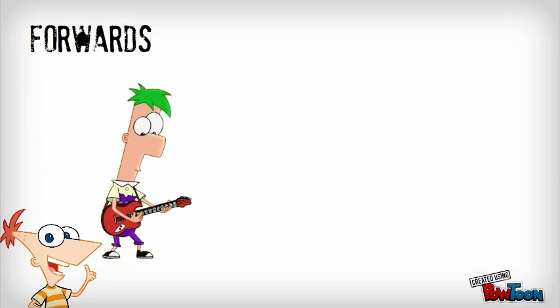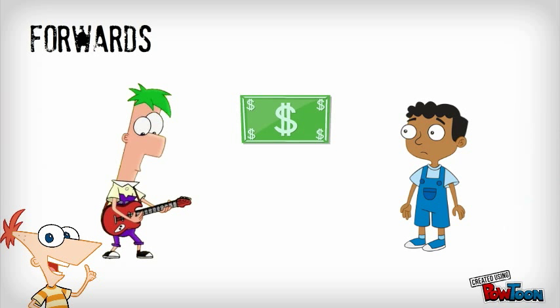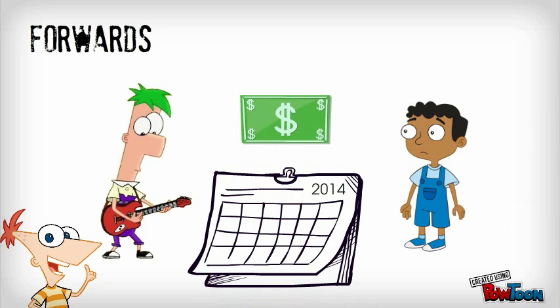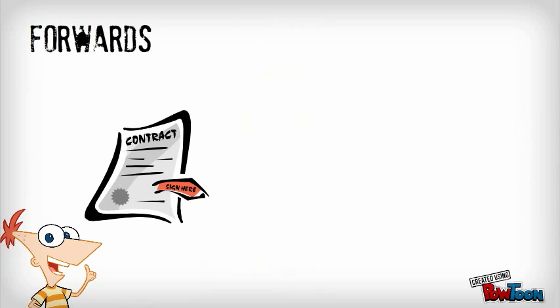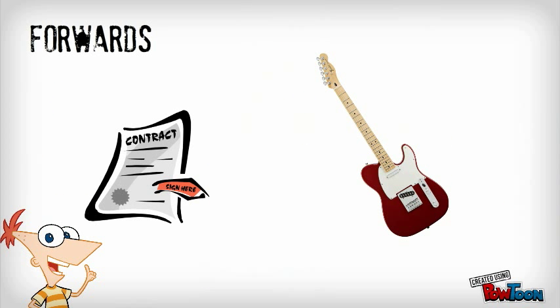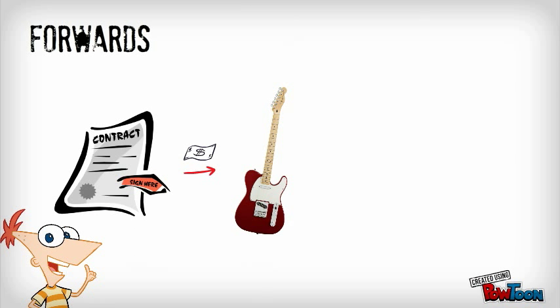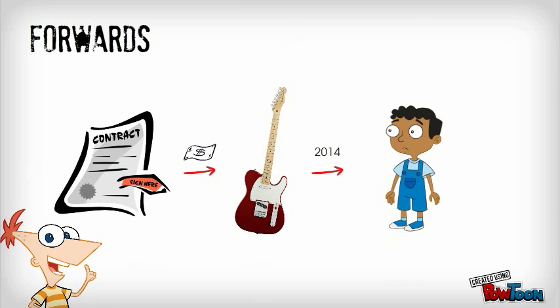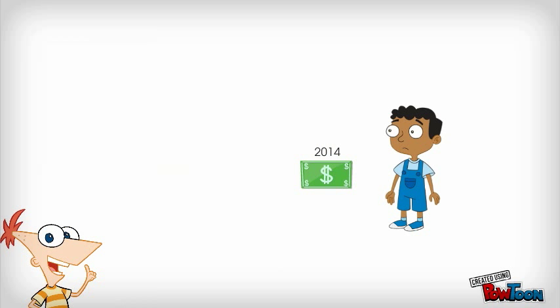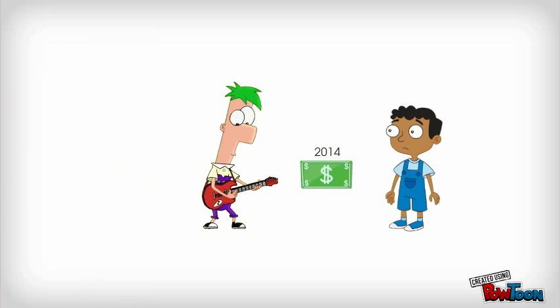Forwards. Let's imagine Ferb wants to sell his guitar to Bijit, and they arrange its price at $100. Ferb wants to sell it a year from now in 2014, so he won't lose much money, and Bijit will buy it at a better price than it will be at that time. The contract derives its value from the guitar and will be sold to Bijit in 2014 at the settled price. This way Ferb knows for sure that he will sell his guitar in 2014, and Bijit knows for sure at what price he will buy the guitar.